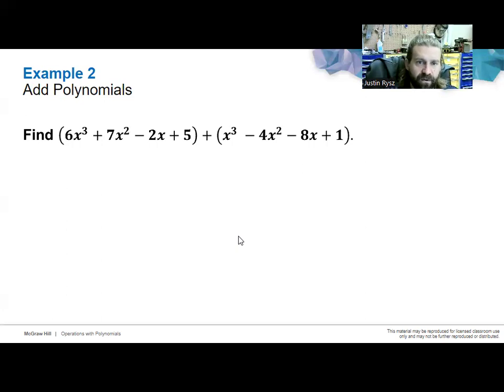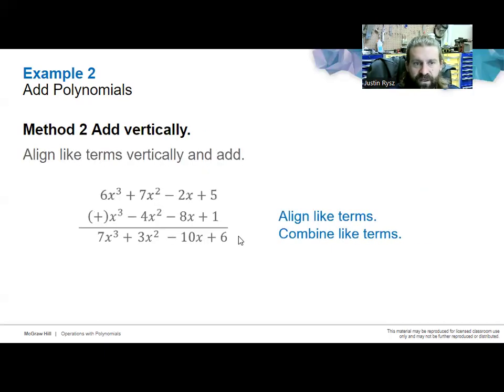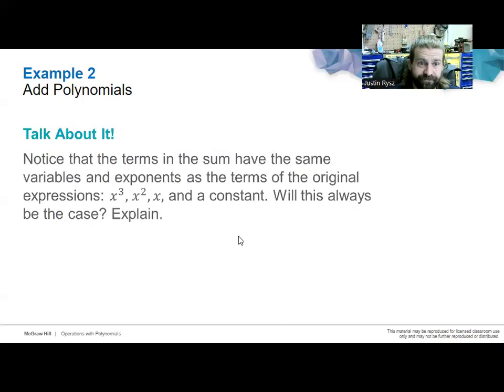We've talked about this before. All right, so we're going to combine the terms. We can group them together, the cubes together, the squares together, the x's together, and the single digits. We add the numbers in front. We don't change the exponents at all. We can add them vertically if that makes more sense to you. I think it's kind of easier just to group them in our head.